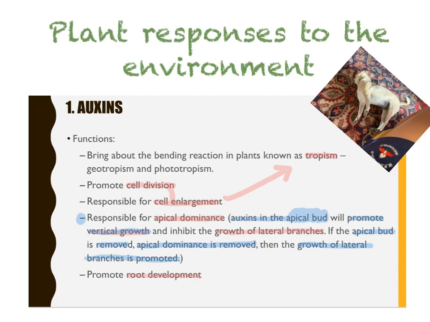So there is a question that talks about lateral branches growing, or the plant getting wider. So that isn't testing a phototropism or a geotropism reaction. It is testing apical dominance. That's the other thing that you can be asked to prove in an experiment.